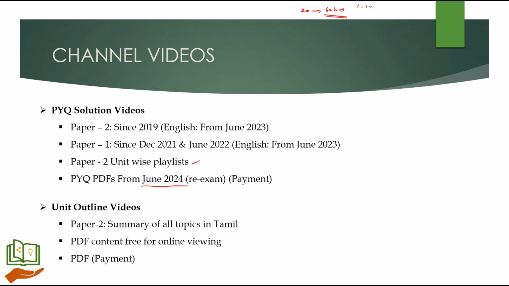Since it is available in Tamil, I have given the PDF content in my blog, and that is free for online viewing. It means you cannot download it, you cannot print it. This PDF content is exactly the same content that I have explained in the videos. If you want the PDF for yourself, then you have to make payment. If you are fine with online viewing, you can go with the free content itself. The free content and the paid content are the same.